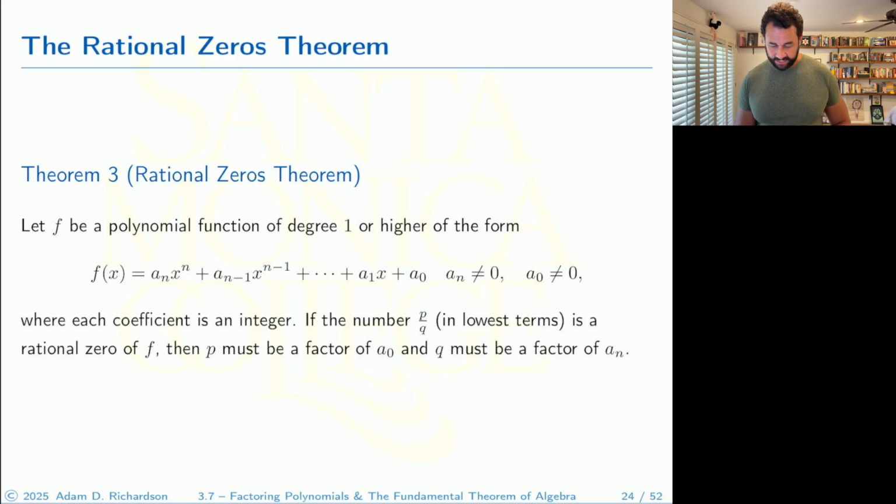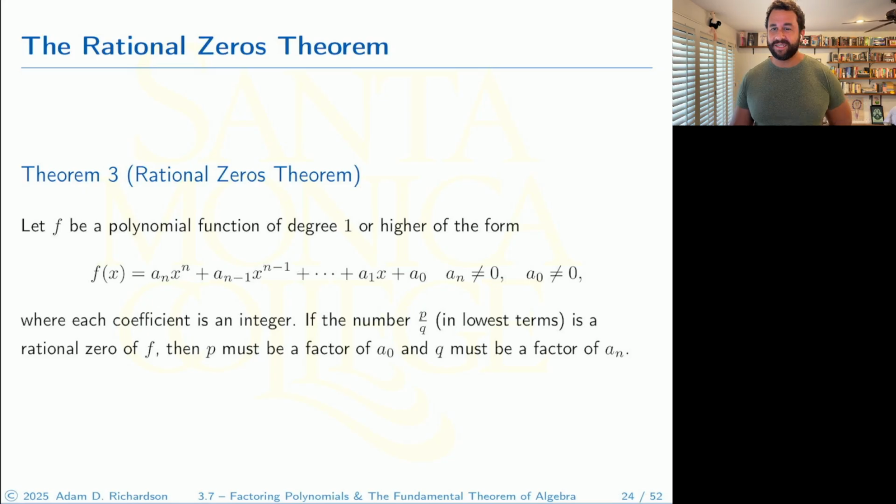All right? So if the number p over q in lowest terms, that rational number, is a rational zero of f, then p must be a factor of the constant term, and q must be a factor of the leading coefficient. I can barely understand what that means, right?